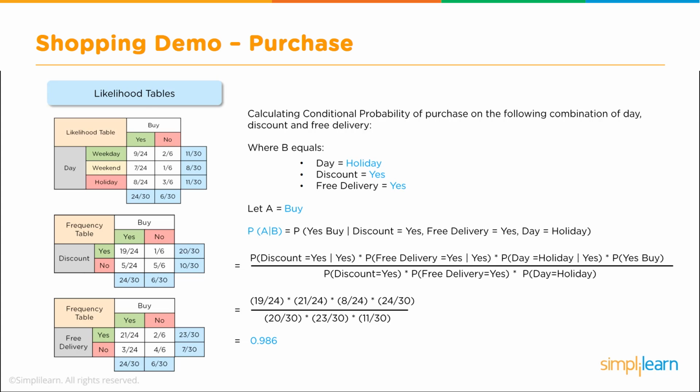And that's where we get this 19 over 24 times 21 over 24 times 8 over 24 times the P of A, 24 over 30, divided by the probability of the discount, the free delivery, times the day, or 20 over 30, 23 over 30 times 11 over 30, and that gives us our 0.986. So, what are we going to do with these two pieces of data we just generated?